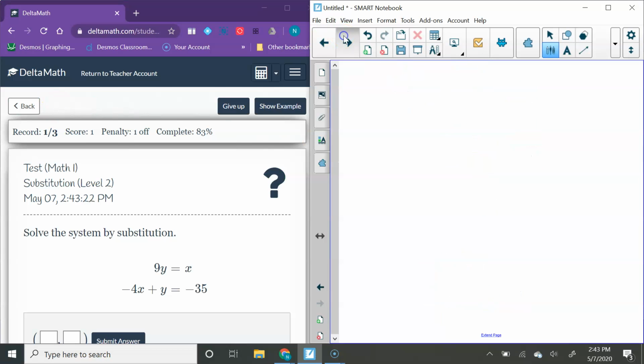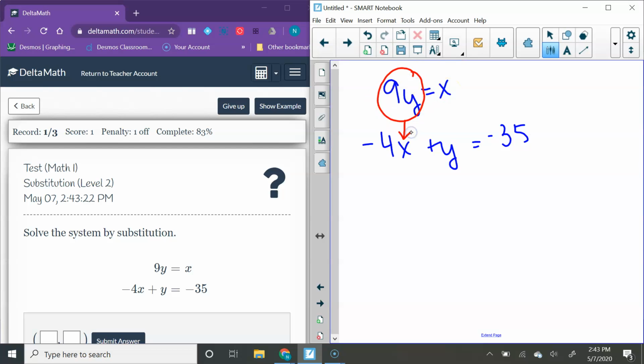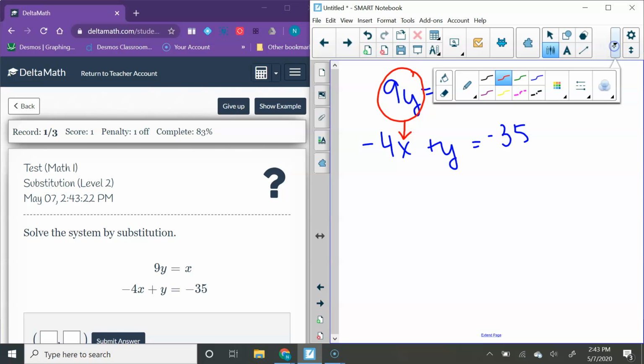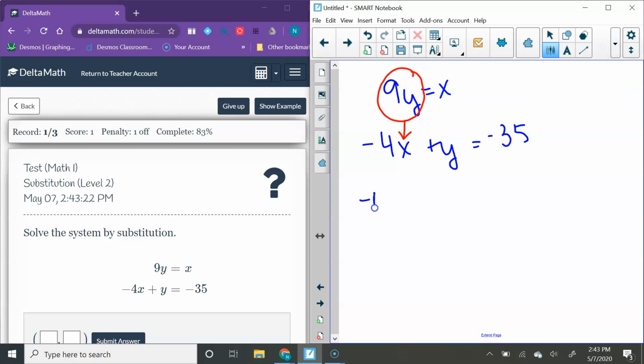Right, here is our next one. We've got 9y equals x. Negative 4x plus y equals negative 35. So what we're doing here, x right here is by itself. So we're going to take this 9y and we're going to put it right here where the x is at. And so that will look like this. Negative 4 times 9y plus y equals negative 35.